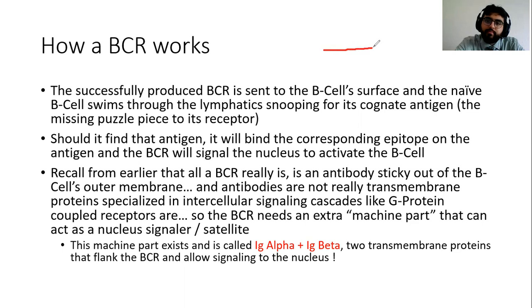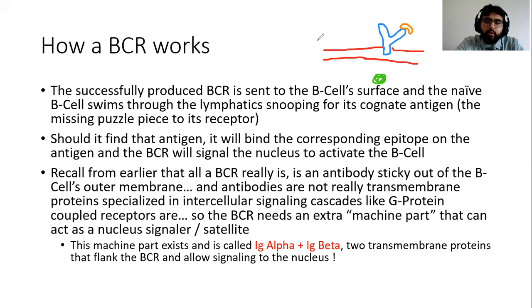So if you draw, let's just say this is the lipid bilayer, in a sense, and then you say this is the antibody, okay, and then the antibody binds its cognate antigen, okay. How does this signal to the nucleus? And the nucleus is the genetic control center of the cell. That will expose different genetic codes that can code for certain activation type proteins and whatnot. How does this communication occur?